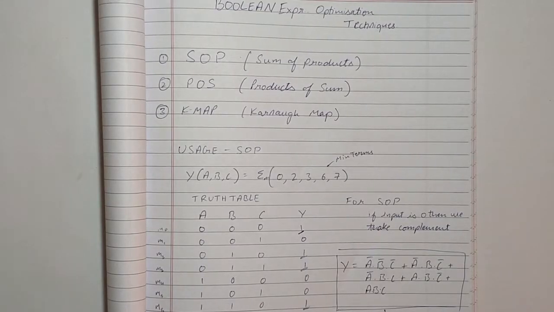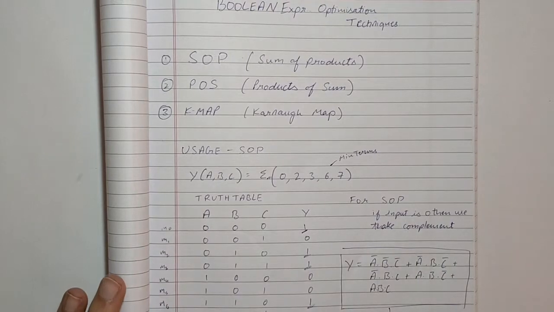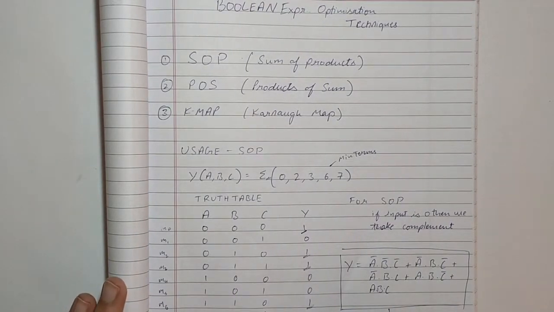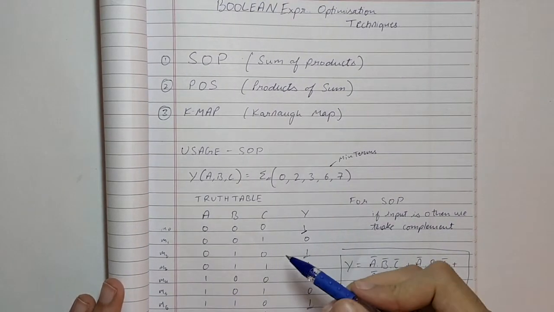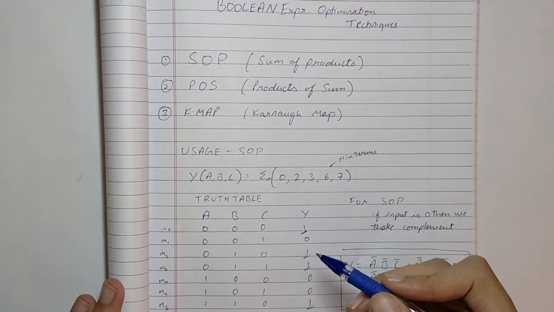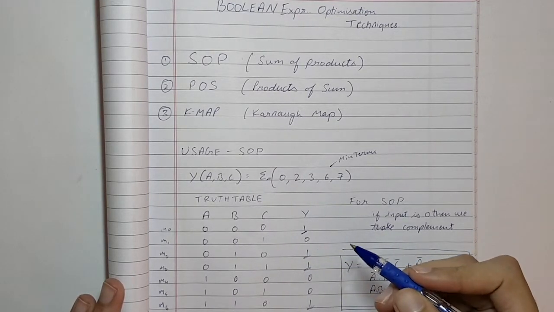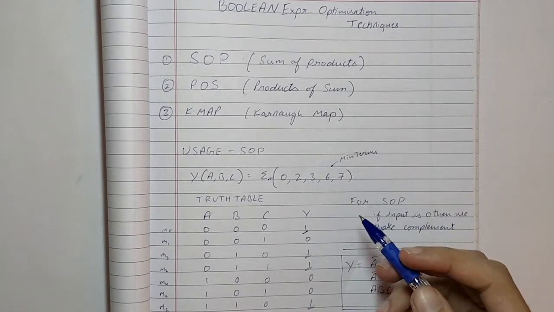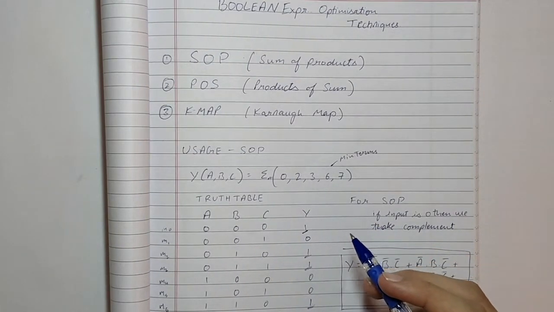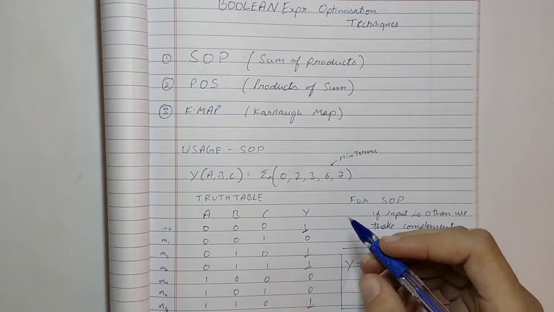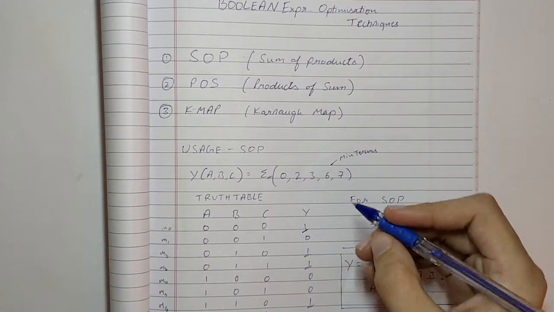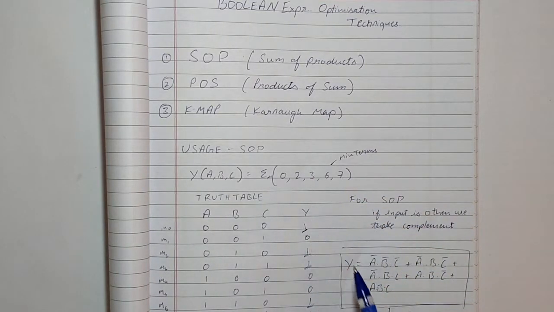Explain about different techniques to optimize Boolean expression. First, sum of products. Now, let's say we have given this truth table with 3 variables a, b, c and output y. Now we know that minterms is always written when output is high. So we can also represent this truth table in terms of minterms.